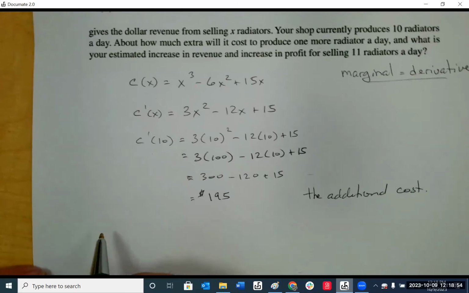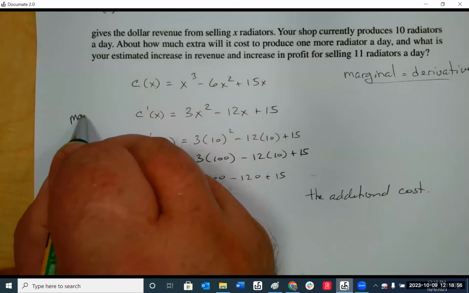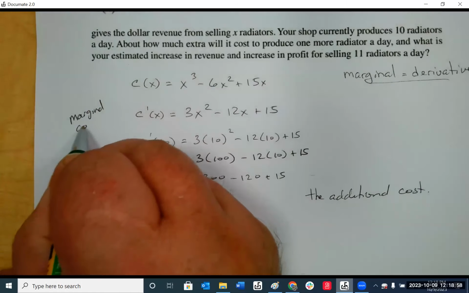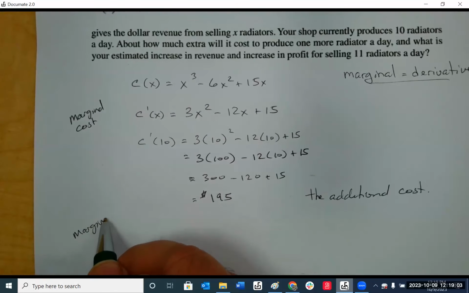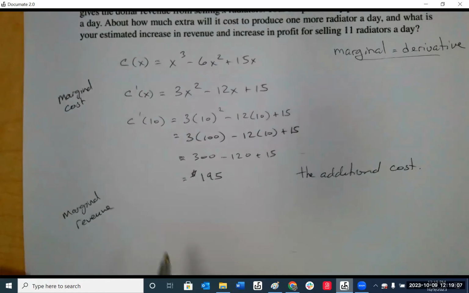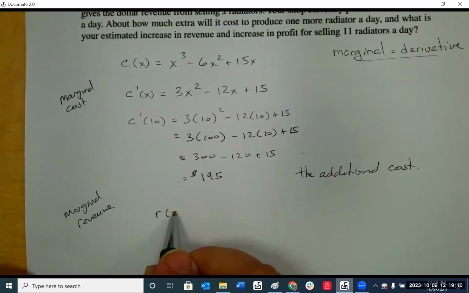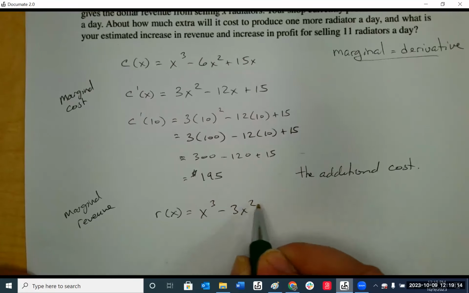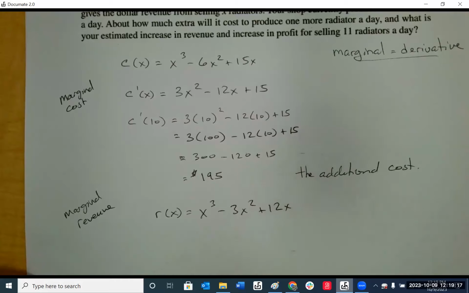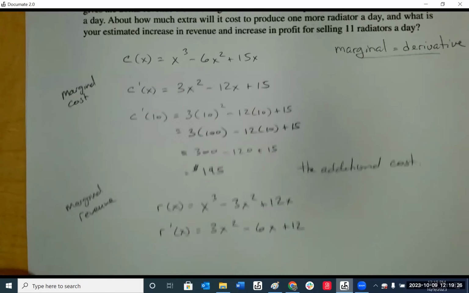Then we have to look at this is the marginal cost. Then we have to look at the marginal revenue. So the revenue function is X cubed minus 3X squared plus 12X. So take the derivative of that, we get 3X squared minus 6X plus 12.